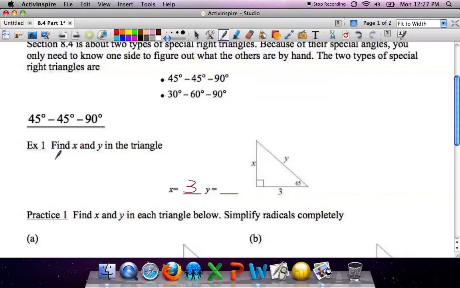We use Pythagorean. We have 3 squared plus 3 squared equals y squared. 9 plus 9 is 18. So y equals the square root of 18, which can be simplified because there's a perfect square that lives in 18, and that perfect square is 9. So we can think about this as square root of 9 times the square root of 2, which is simply 3 root 2.